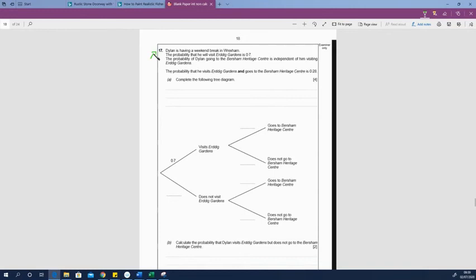Question 17. Dylan is having a weekend break in Wrexham. The probability that he'll visit Erddig Gardens is 0.7, which is indicated by this number here. The probability of Dylan going to Bersham Heritage Centre is independent of him visiting Erddig Gardens. That means it doesn't matter whether he visits Erddig Gardens or not in his decision to go to Bersham Heritage Centre. The probability that he visits Erddig Gardens and goes to Bersham Heritage Centre is 0.28. Complete the following tree diagram.